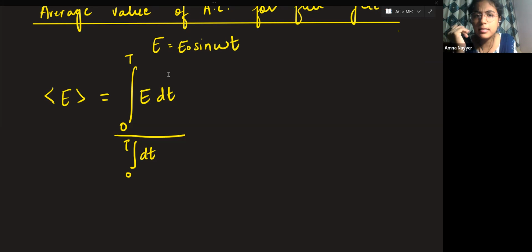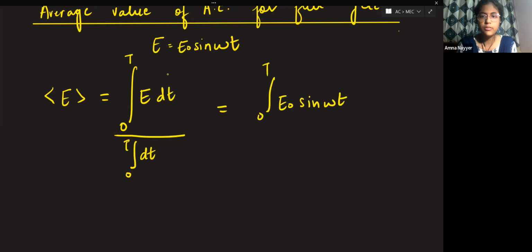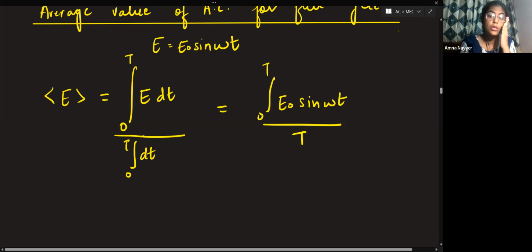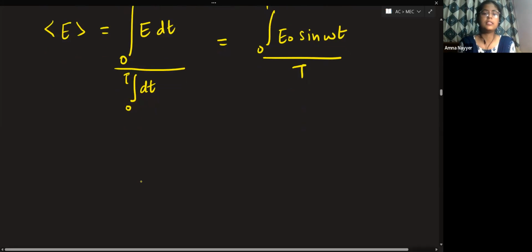Now, what should be the next step? Putting the value of E. If you put the value of E, this becomes E naught sine omega t, integration from 0 to T, divided by T. When you integrate this, you get time. Now, E naught is a constant. It is a maximum fixed peak value. So E naught is a constant and we have to just integrate sine omega t.